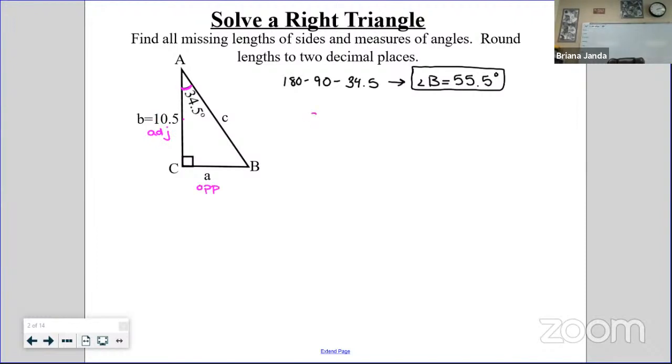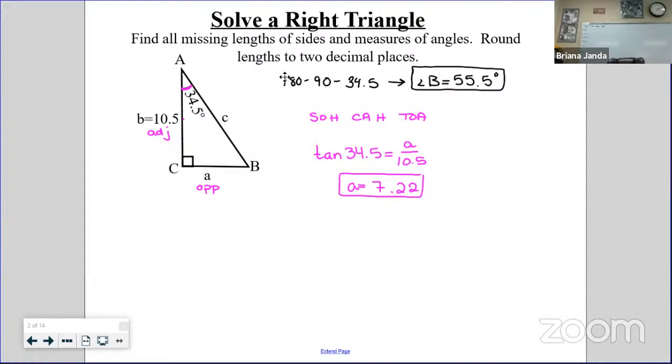And so then I think through my SOHCAHTOA and find the one that will work for me that uses both opposite and adjacent. So we should set up a tangent equation. The tangent of 34.5 equals our opposite side A over our adjacent side 10.5. And I should multiply on this. And we get that A equals 7.22. In the directions, it did say to round our lengths to 2 decimal places, which is why I picked 7.22.